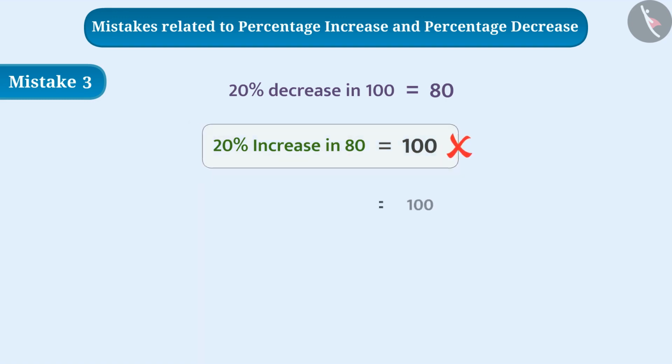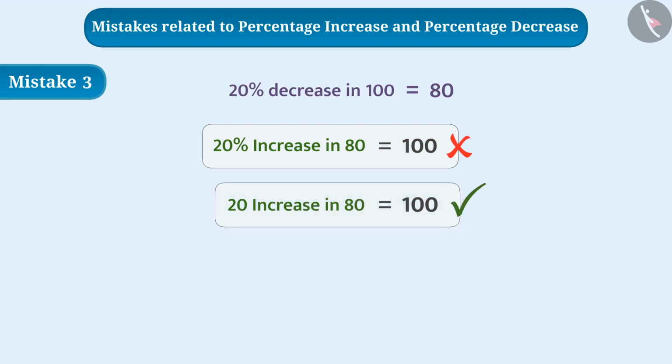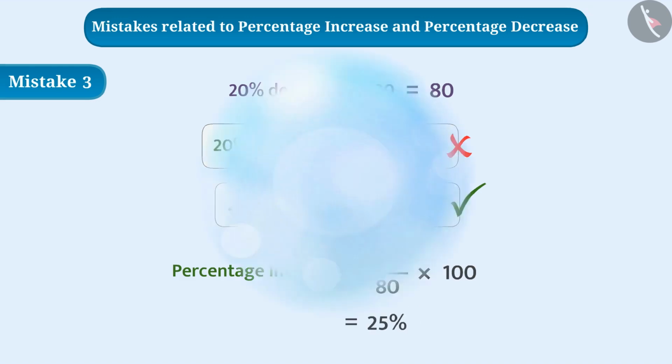Here, to get 100 from 80, an increase of 20 is necessary. But here, the base will be 80 because the increase is in 80. Therefore, the percentage increase will be 20 divided by 80 multiplied by 100, which is equal to 25%.